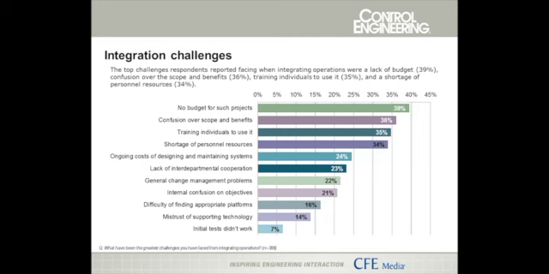Top challenges that respondents reported facing when integrating operations were a lack of budget, 39%, confusion over scope and benefits, 36%, training individuals to use this technology and processes, 35%, and a shortage of personnel resources, 34%. About 1/4 also listed the cost of design and maintenance and lack of interdepartmental cooperation. Thankfully, only 7% said initial tests didn't work, although I suppose given the desire for interoperability mentioned earlier, even that might seem too high.